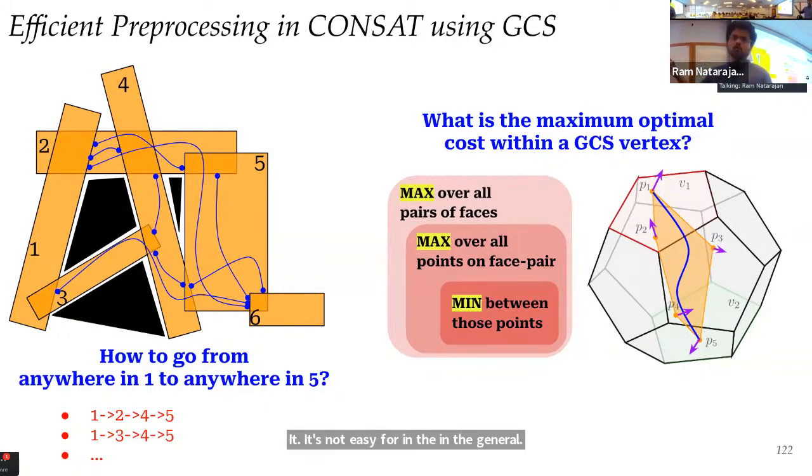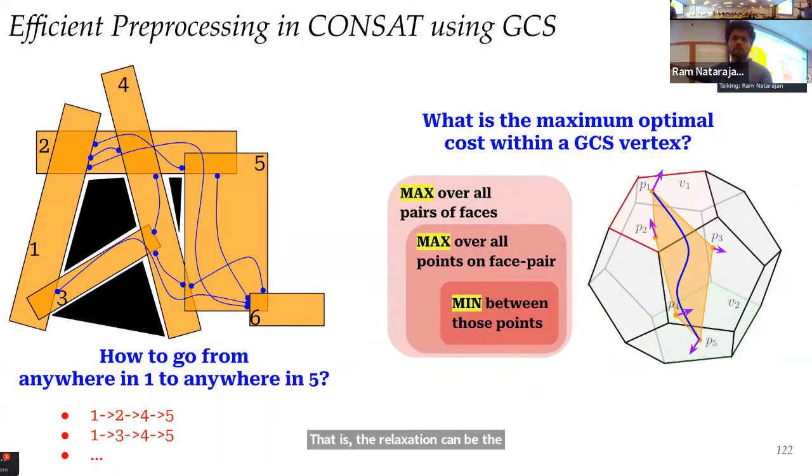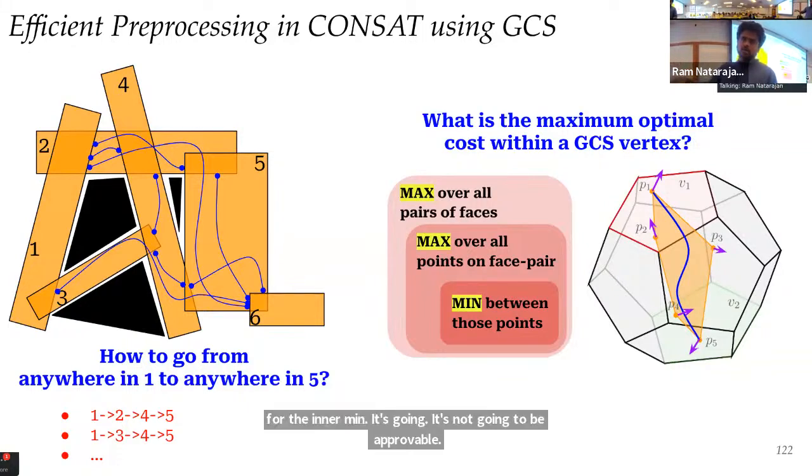But once again, if you can find some relaxation, I'll just be very specific, right? The planning with contact paper that Bernhard had, where you have this QCQP problem and you propose an SDP relaxation. That SDP relaxation can be the min problem of the max min problem. Now you can solve it for the outer max. Of course, because you're using a relaxation for the inner min, it's not going to be a provable upper bound. But I think it'll get you there.